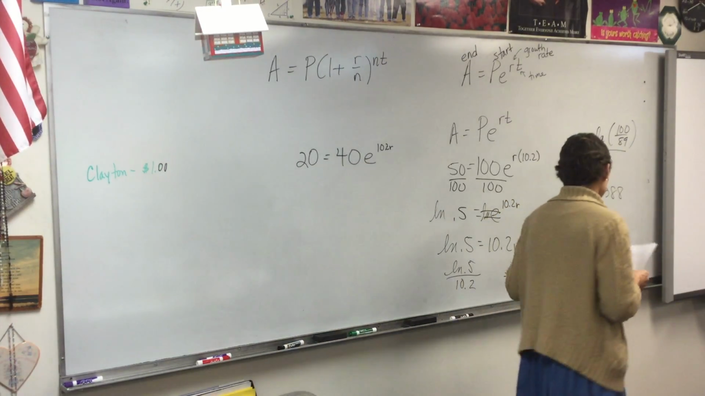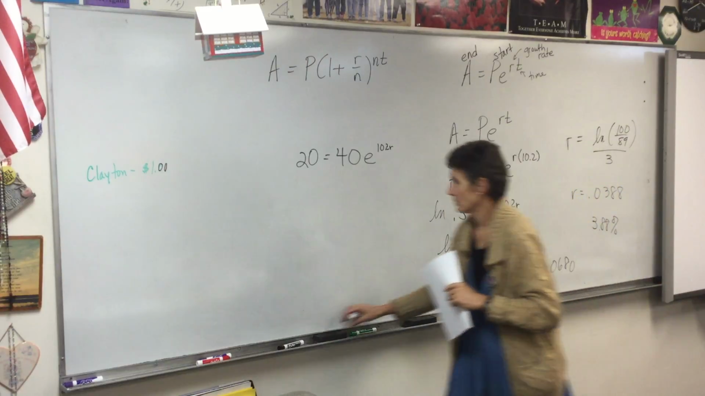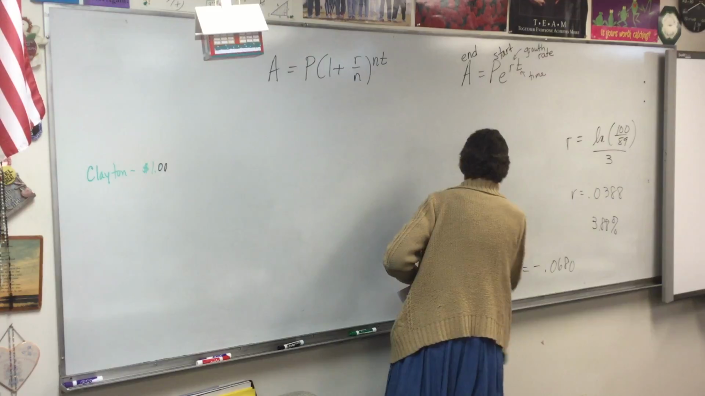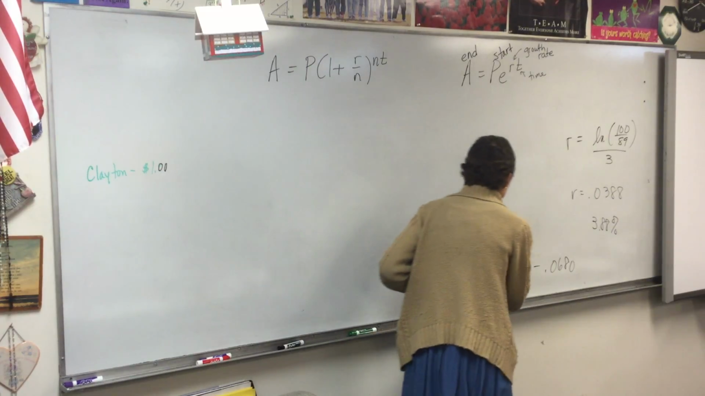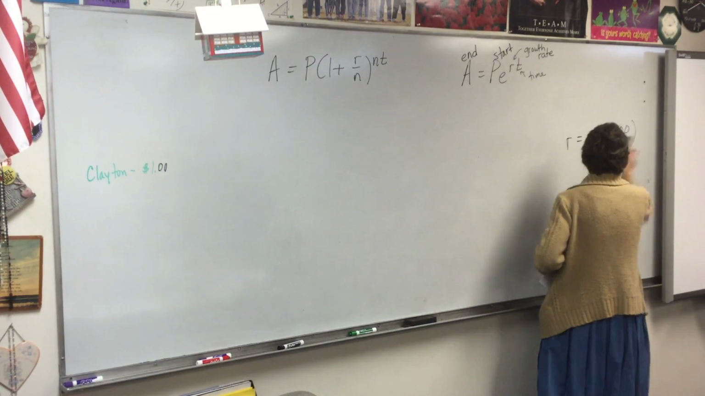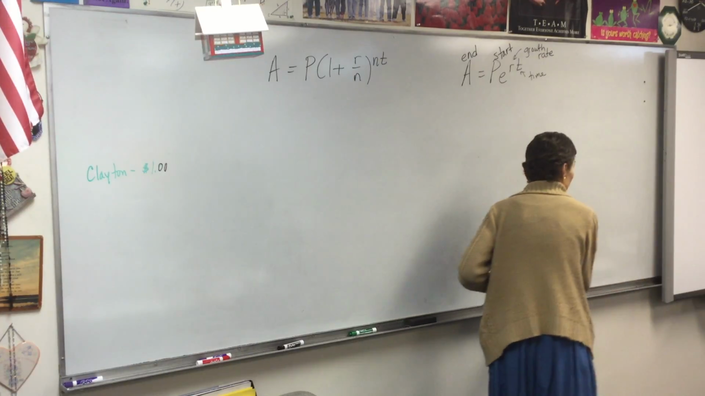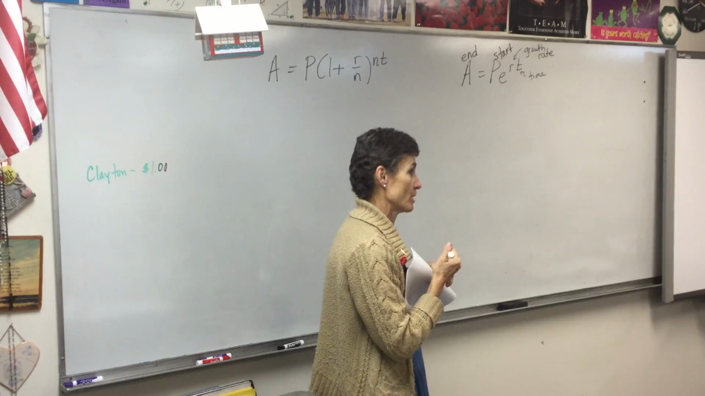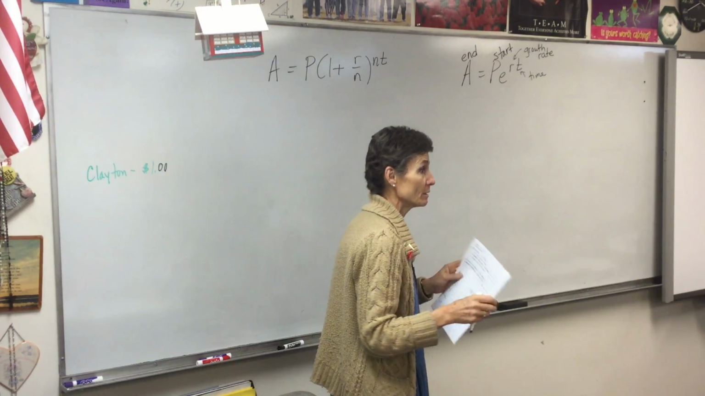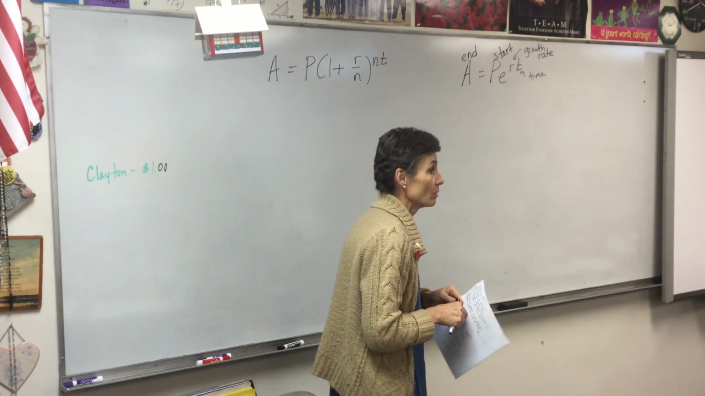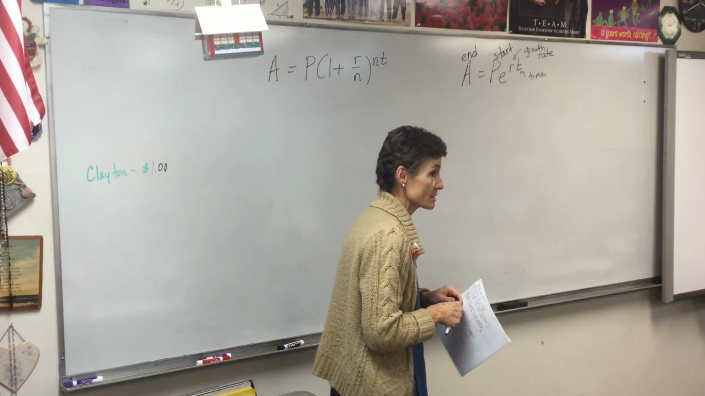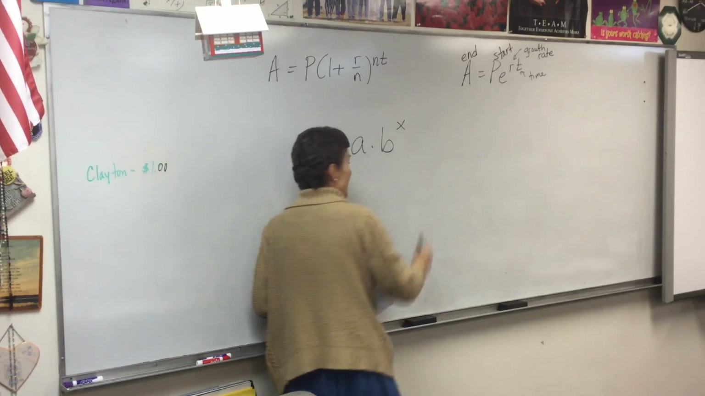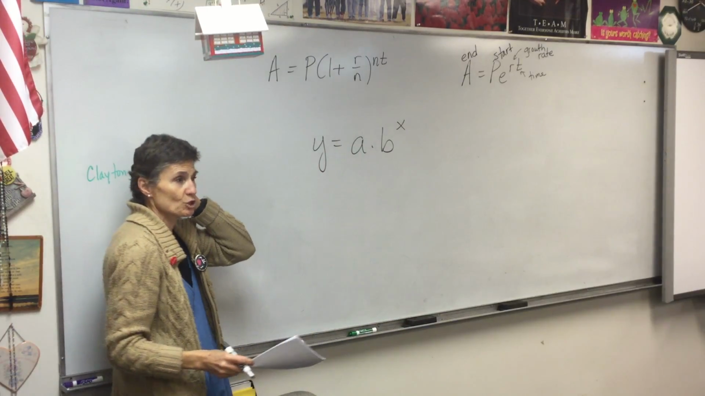All right, number 2. This is a little bit harder. Number 2, we're going to write the exponential. Does anyone remember the general form? Like for a line, it's y equals mx plus b. What is the general form for an exponential? Y equals, bingo, a times b to the x. That's what we're shooting for.